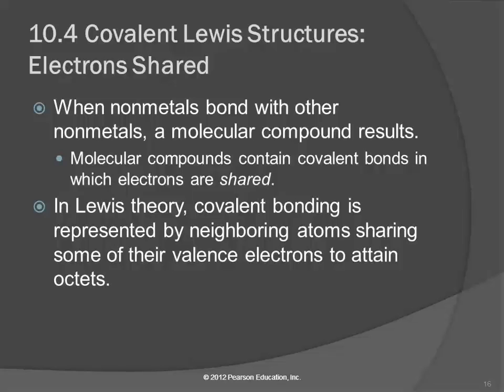Covalent compounds are when we have two nonmetals reacting with each other. Neither nonmetal wants to give up electrons. They would form anions by gaining electrons, but they won't form positive cations. And so they get around that by sharing.